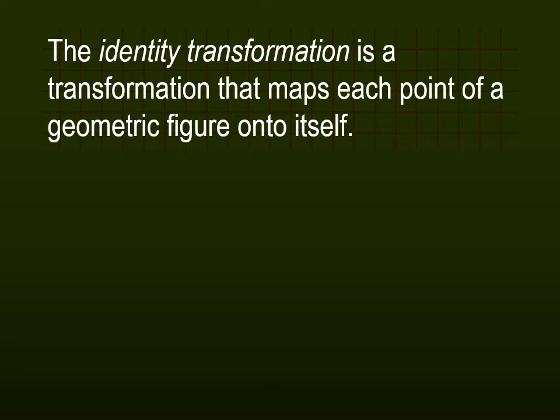All right. So the last thing we want to talk about is something called the identity transformation. The identity transformation just maps each point of a geometric figure onto itself. So A and A prime are right on top of each other. B and B prime are right on top of each other. So it's basically a transformation that does not move the pre-image. The image and the pre-image are exactly in the same spot.